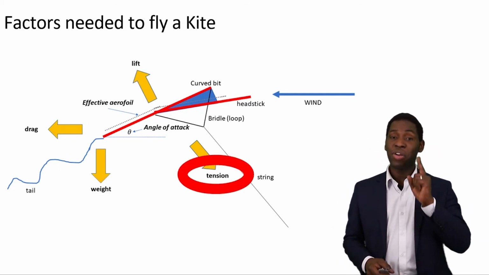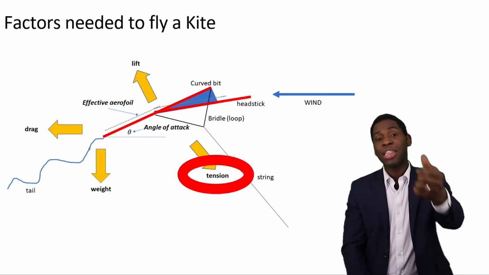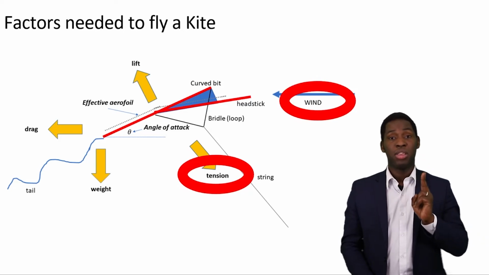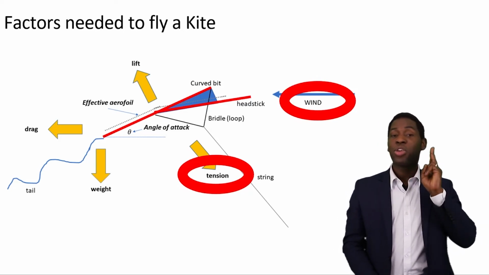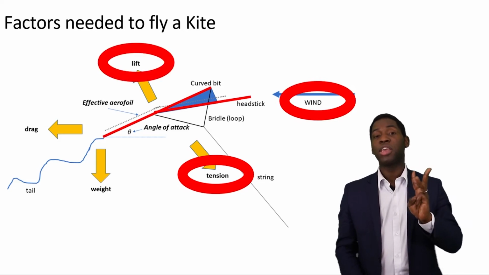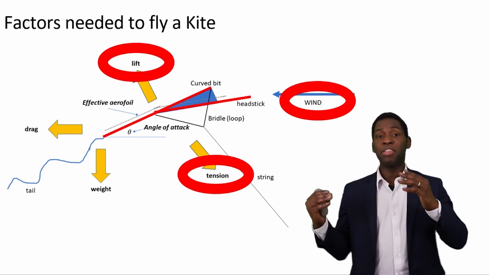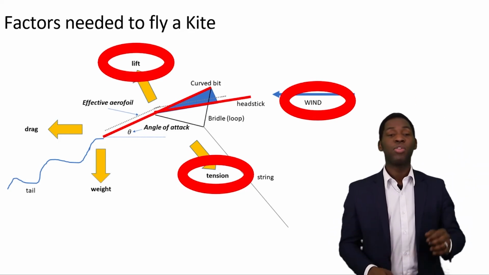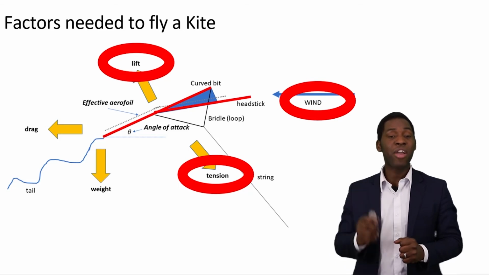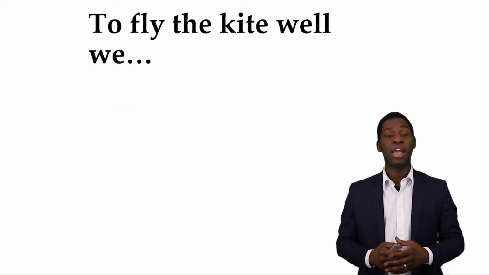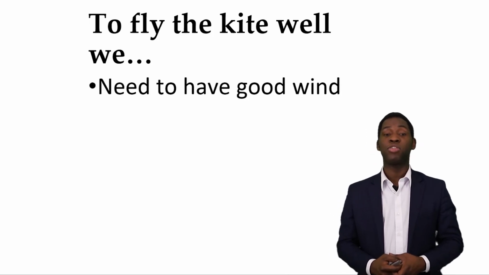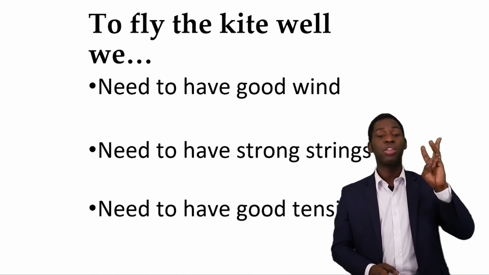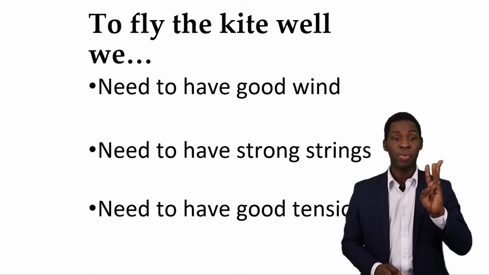What are those? First, you need tension. Without a tension, you can't pull a kite up. And the second thing, you need wind. Without any wind at all, then you cannot get the kite up. The third thing that you need is the lift. When the wind meets the kite, the pressure pushes the kite up, that is needed as well. So these three things are needed. They're very necessary in order to fly a kite. So to fly a kite, like I said, we need to have good wind. That's one. We need to have strong strings. And we also need to have good tension.